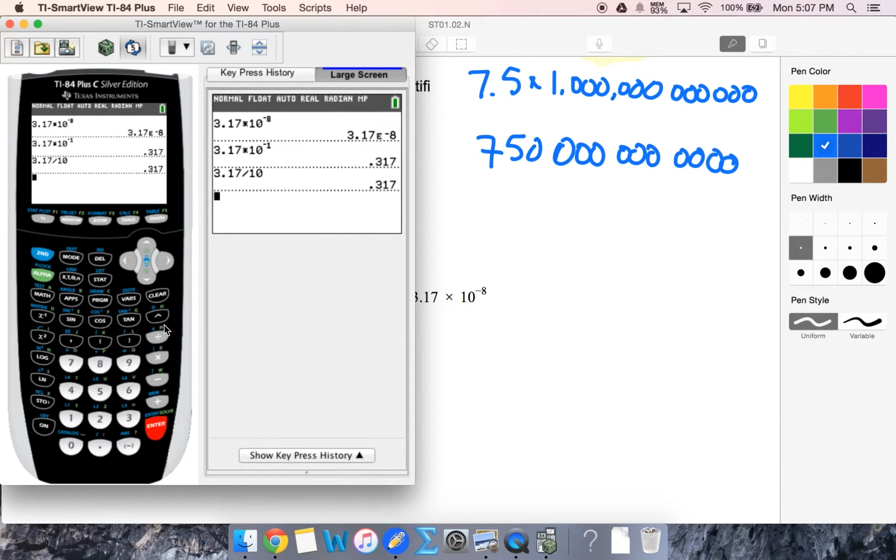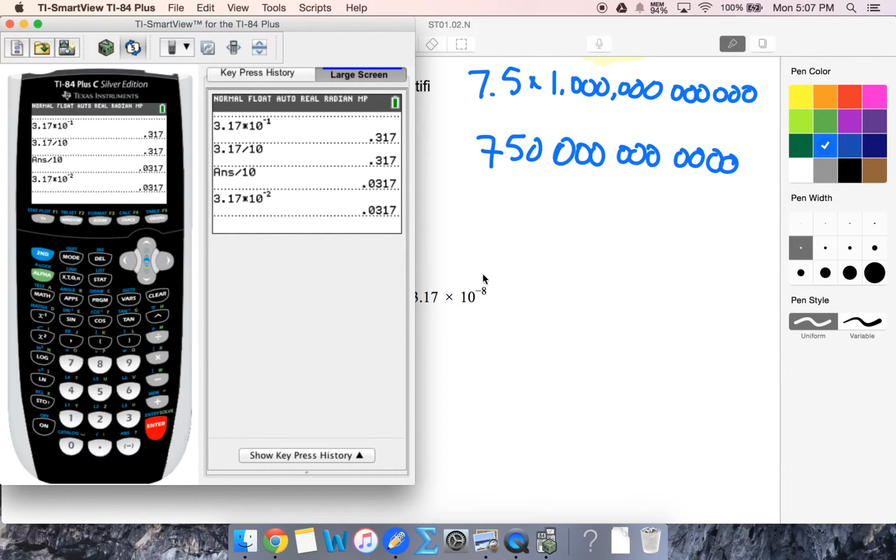So if I repeated that, if I divided by 10 again, that's 0.0317. So now I've taken this decimal and moved it over twice. Let's test that that's the same thing. So that's 3.17 times 10 raised to the negative 2. And it is the same thing. So this leads me to believe when I multiplied by 10 to the negative 2, I took my decimal place from here and moved it over 2 places.